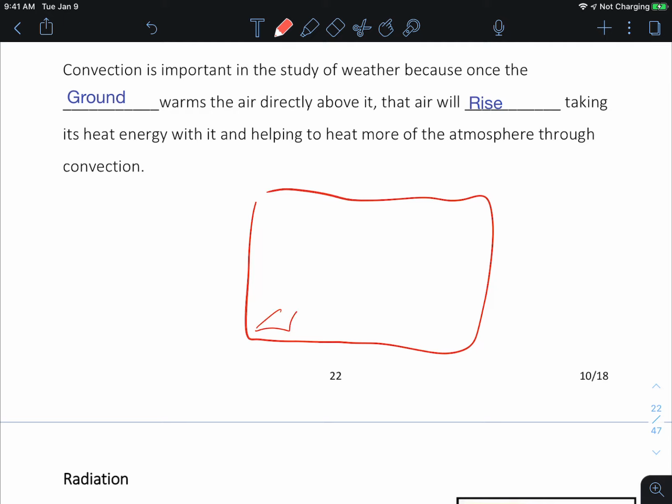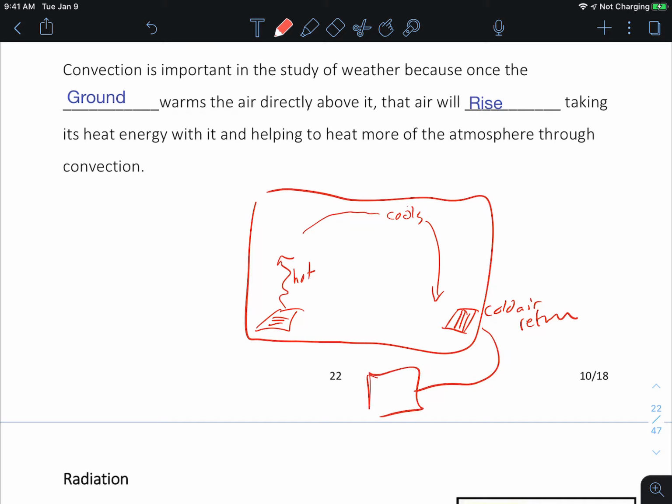So in your house you have a vent. It pumps out hot air, and then that hot air will eventually cool and drop back down, and that's usually where you have a cold air return, where it will be sucked into your furnace, which has flame in it, and then it'll be heated up and pumped out again. That's how your house kind of heats itself.